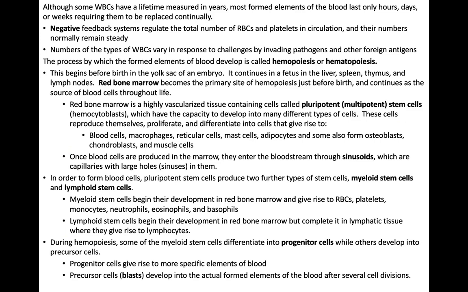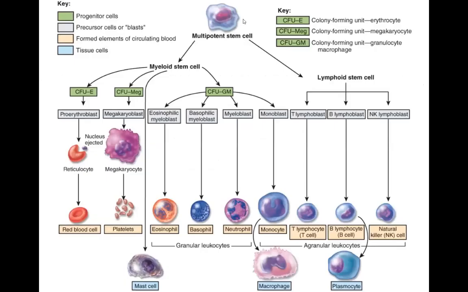Okay. Now, when it comes to those blood cells, once they're produced in the marrow, they must enter the bloodstream through what we call sinusoids, which are those capillaries I showed you from my anatomy lecture that look like Swiss cheese, where they've got these large holes or sinuses in them. And in order to form our blood cells, those pluripotent or multipotent stem cells produce two further types of stem cells, either myeloid or lymphoid stem cells.